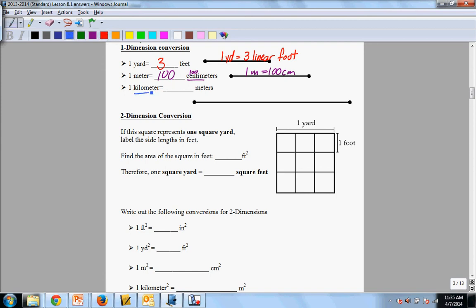Kilo is what prefix? Okay, that's 1,000, so 1 kilometer equals 1,000 meters. Next to one dimension, just write the word length. These are one dimension conversions.